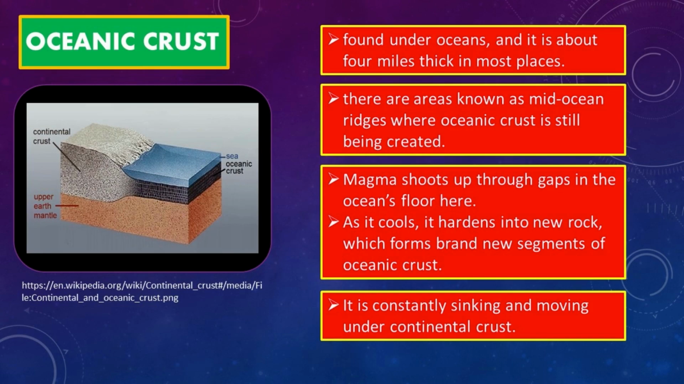The oceanic crust. Oceanic crust is found under oceans, and it is about 4 miles thick in most places. A feature unique to oceanic crust is that there are areas known as mid-ocean ridges where oceanic crust is still being created. Magma shoots up through gaps in the ocean's floor here. As it cools, it hardens into new rock, which forms brand new segments of oceanic crust. Since oceanic crust is heavier than continental crust, it is constantly sinking and moving under continental crust.